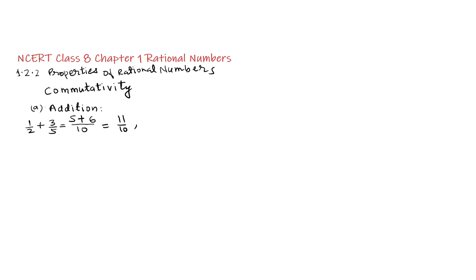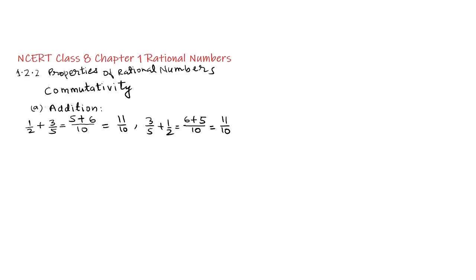Now we change the order of 1 upon 2 and 3 upon 5. We write 3 upon 5 first plus 1 upon 2, and then we solve again. The LCM of 5 and 2 is 10. Then 5 times 2 is 10 and 2 times 3 is 6 plus 2 times 5 is 10 and 5 times 1 is 5. This again gives us 11 upon 10.